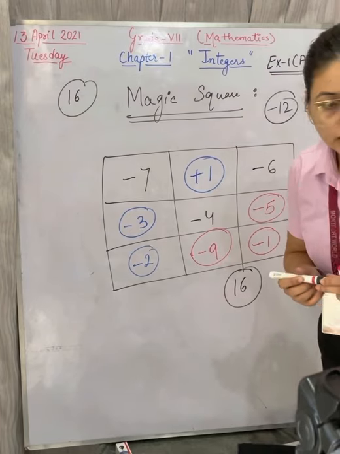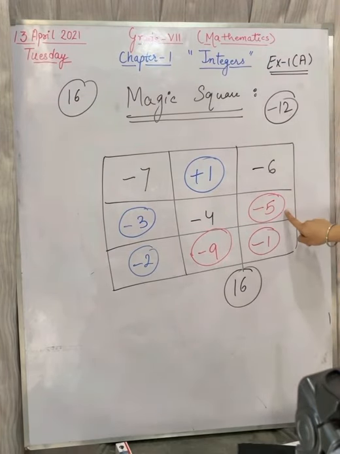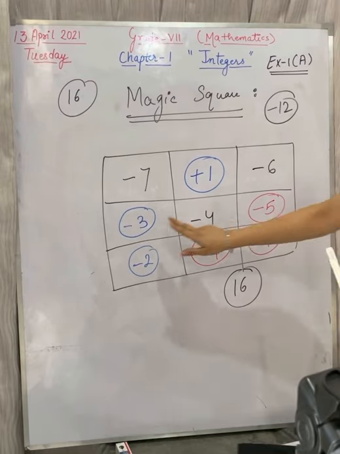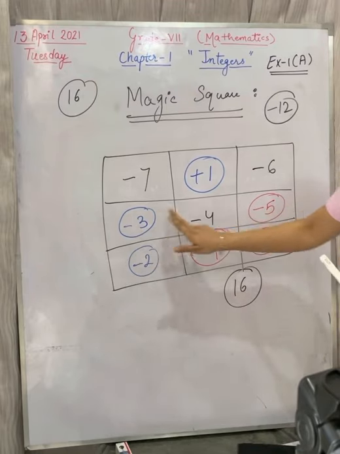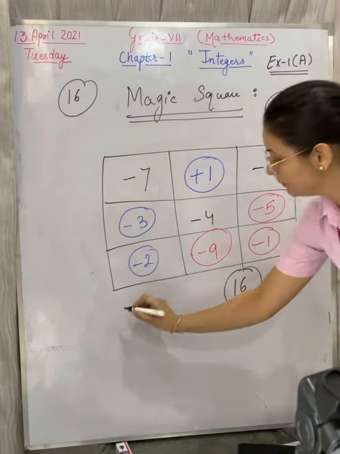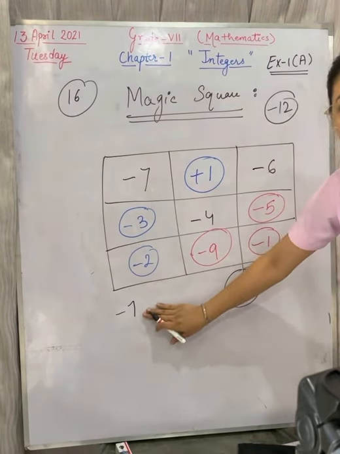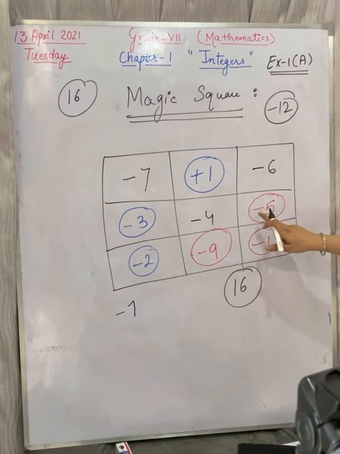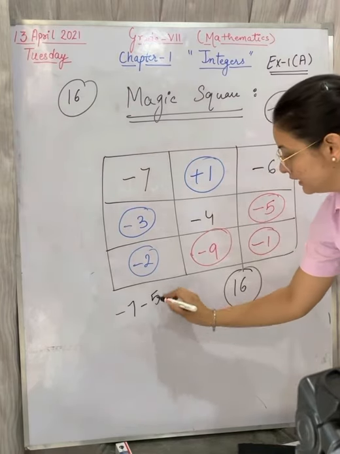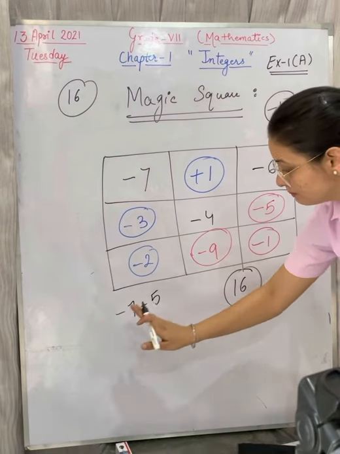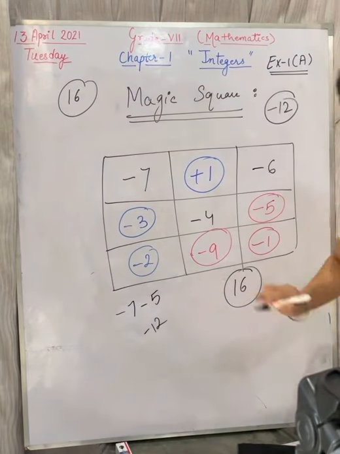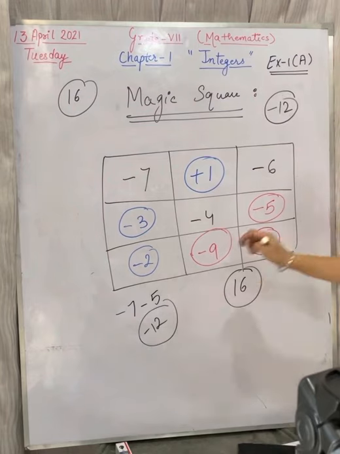How has minus 5 come? This minus 5, how has it come? Minus 3 minus 4 is minus 7. What should I add or subtract in minus 7 so that my answer will be minus 12? It is minus 5. If I subtract minus 5 here, it will become minus 12. So my answer here is minus 5.